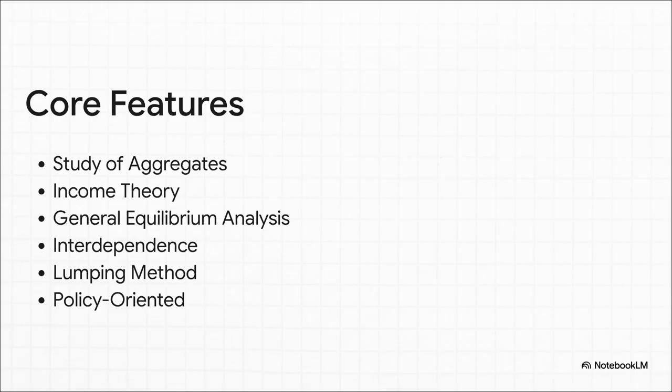It's all about those aggregates, those big totals. And to do that, it uses a lumping method, which is a great name for it, right? It just lumps millions of different people and businesses together into one big unit to see how they behave as a whole. A really key idea here is general equilibrium.